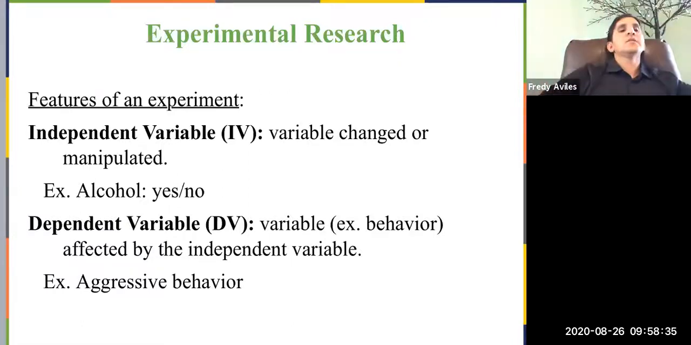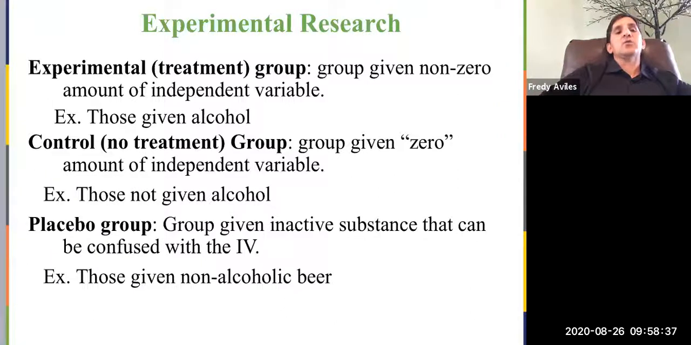In an experiment, you also have an experimental group, also called a treatment group. The experimental group is the group of participants that are given a non-zero amount of the independent variable. Let me explain that because that sounds a little technical. The experimental group are those participants who get something, okay? They get some amount of the independent variable. If we're talking about alcohol, these are the individuals who get some alcohol. That is your experimental group, your treatment group.